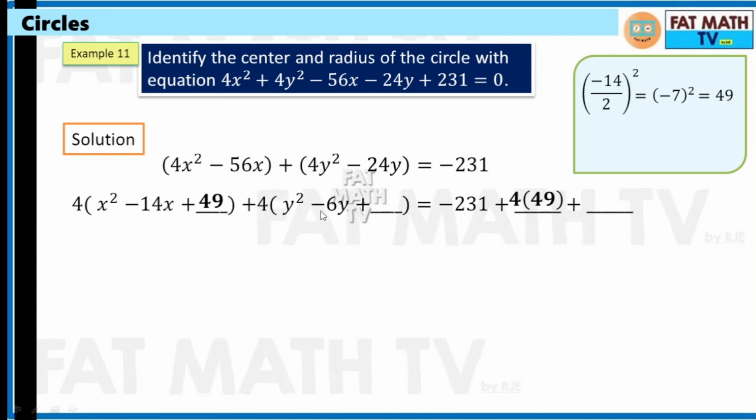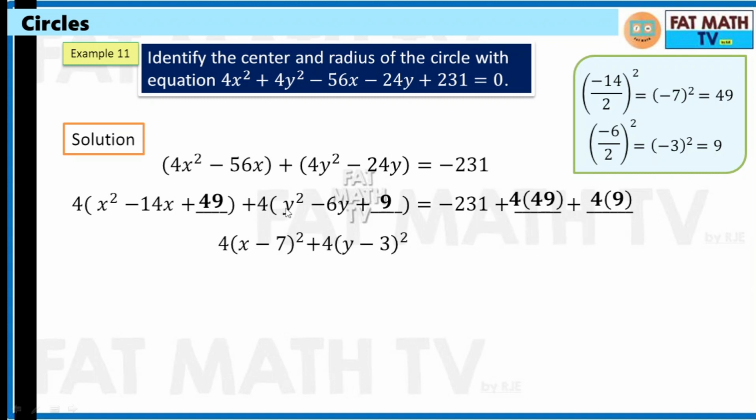Okay, let us complete the square. Half of negative 6 is negative 3. Negative 3 squared is 9, so add 9 here. And 9 is being multiplied with 4, so you should add 4 times 9 also to the right side of the equation. And then after that, factor this. So copy 4, and then x, half of negative 14 is negative 7 squared, plus 4, then y, half of negative 6 is negative 3 squared, equals 4 times 49 is 196. 4 times 9 is 36.